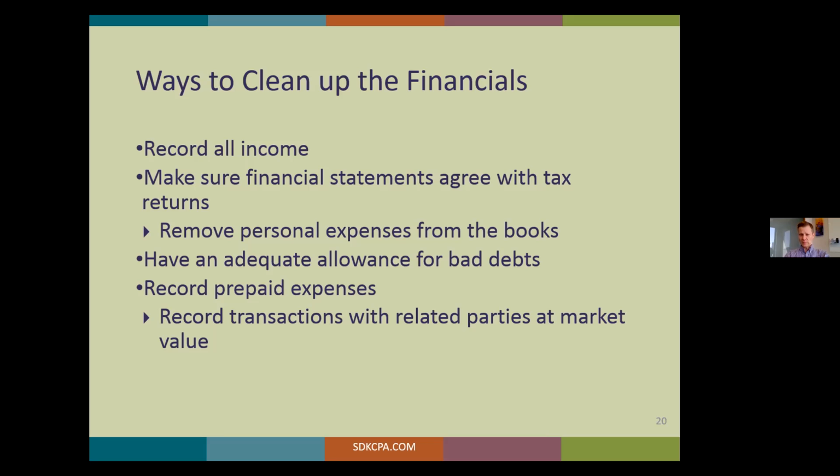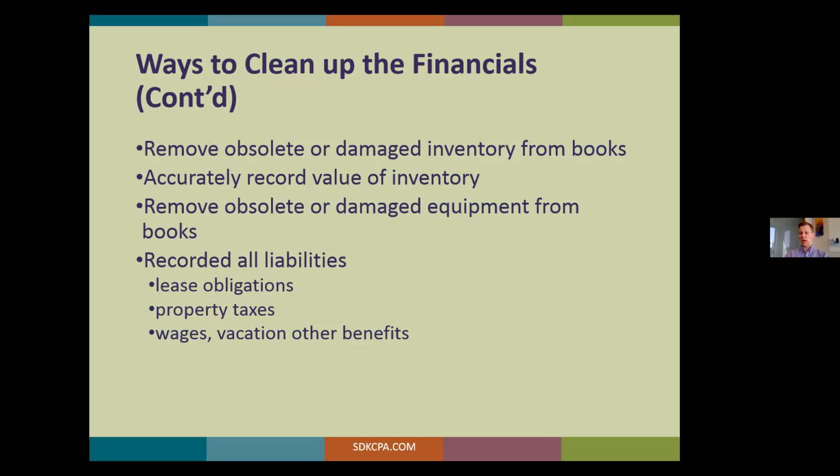For example, it's very common to have a related party own a building and then charge rent that's below market value. All of this should be adjusted to represent market value. Remove obsolete or damaged inventory from the books, or at least record an allowance for such. And that goes along with accurately recording the value of your inventory. Same thing with your fixed assets. If you have anything that's obsolete or damaged, get it off the books.